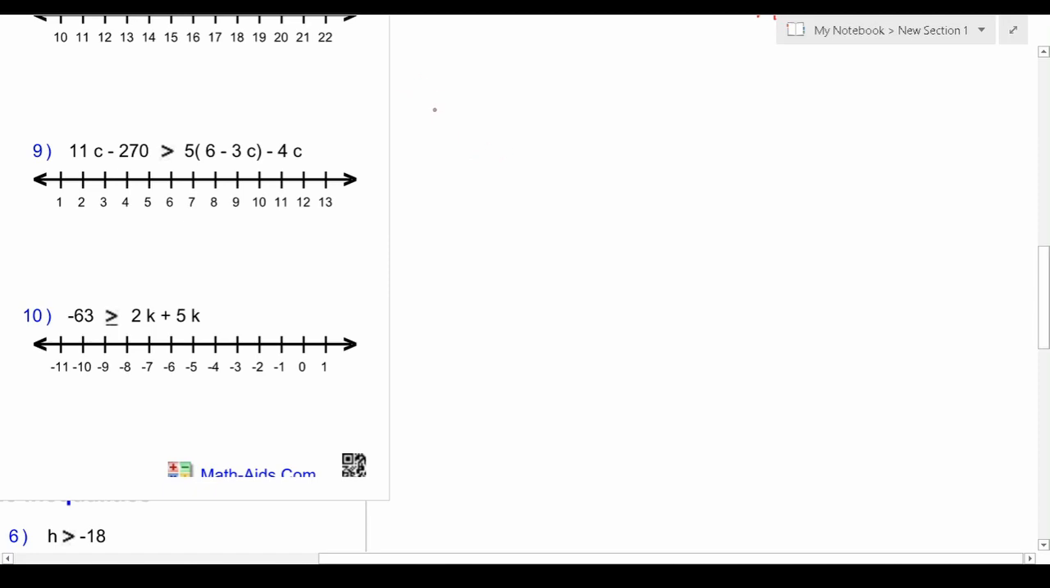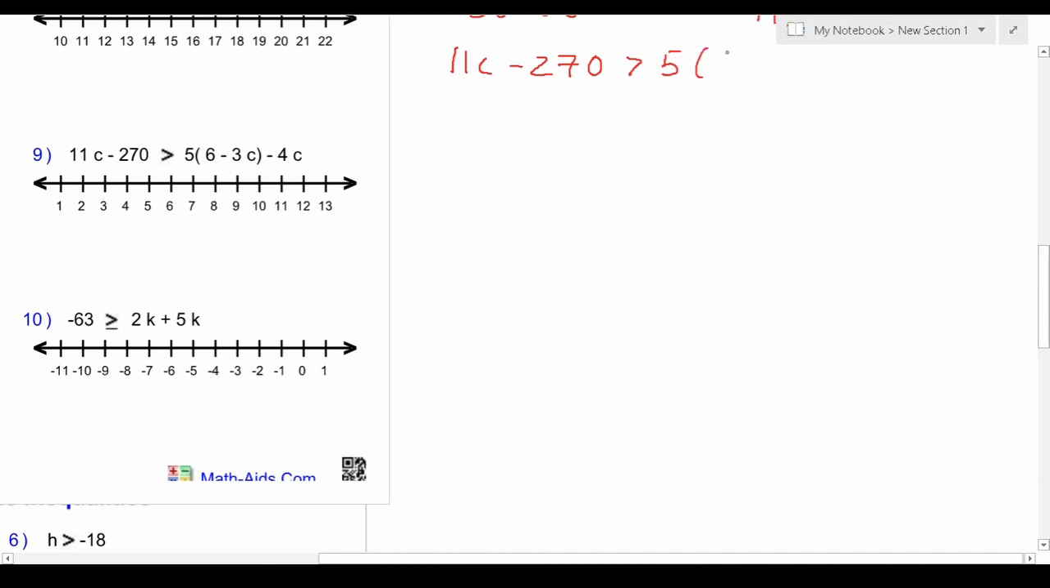9 says 11c minus 270 is greater than 5 times 6 minus 3c minus 4c. So let's go ahead and copy this down accurately so we don't make any mistakes. Again, this is greater than 5 times 6 minus 3c minus 4c. Let's move up a little bit so that's not in the way. We should tell right away that we're going to have to use the order of operations to get started with this one.